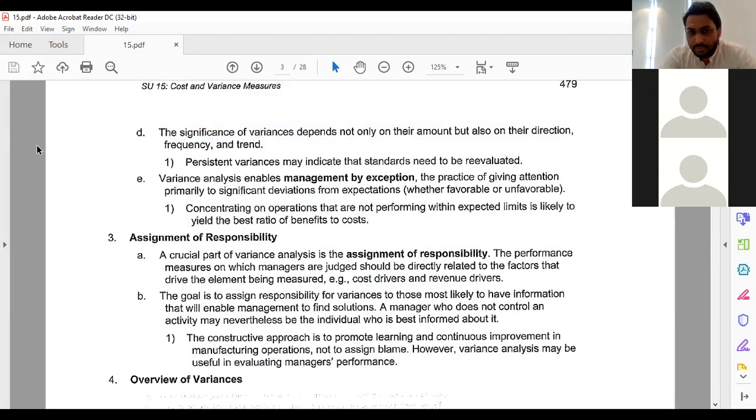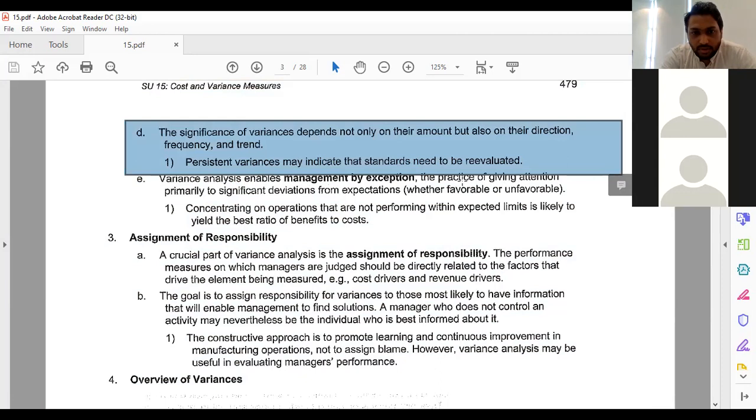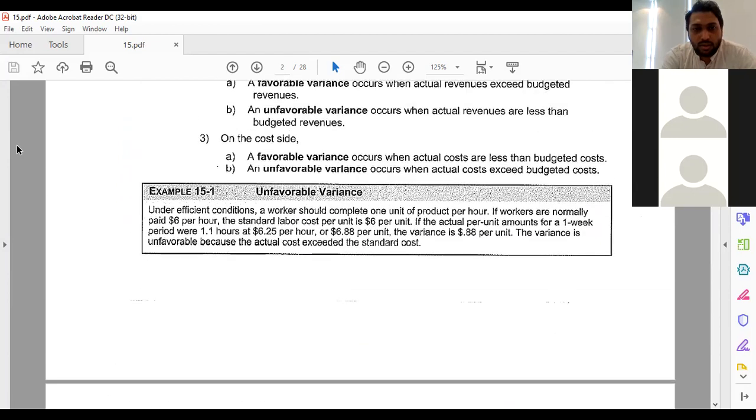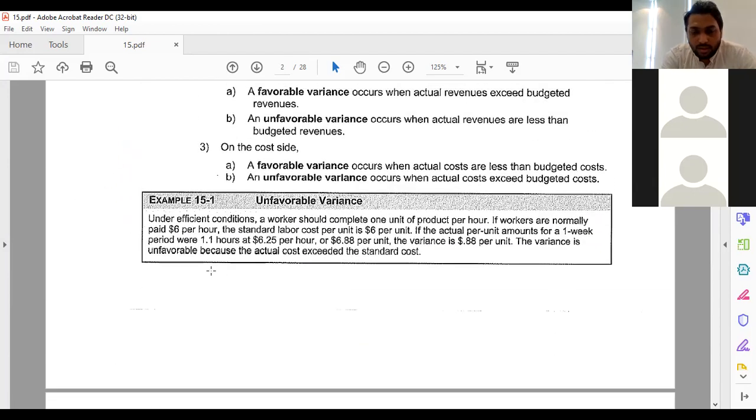Can you explain that example again? That unfavorable variance, I'm not getting that 0.88. That previous 15.1 example. In that, for 1 unit he gets $6 per unit, correct? $6 was the standard rate. Sorry, per hour. Per hour was the standard rate. So in 1 hour he gets $6. So in 1.1 hours we should be paying him 6.6. No. What happened? See, I will put it in Excel to show you.